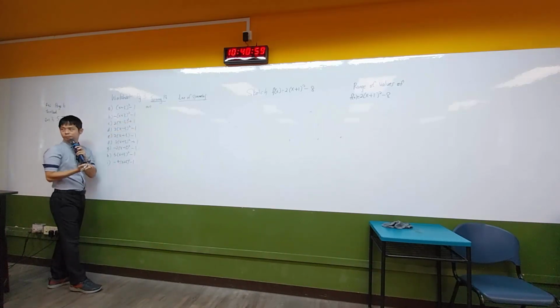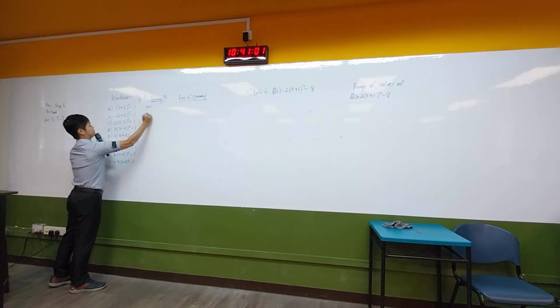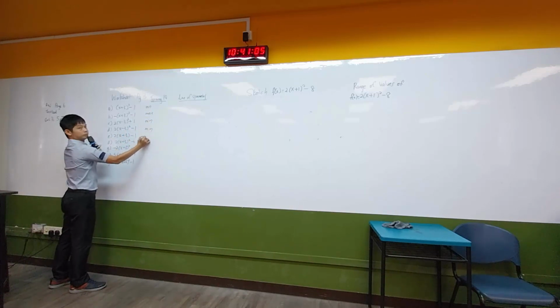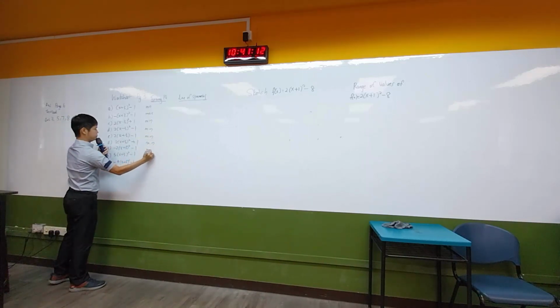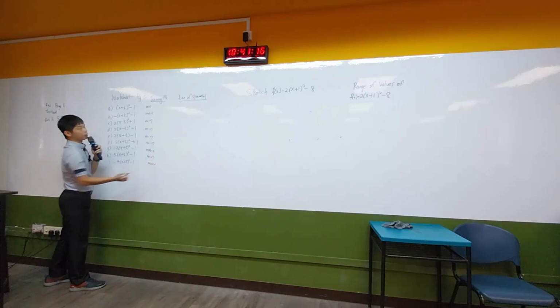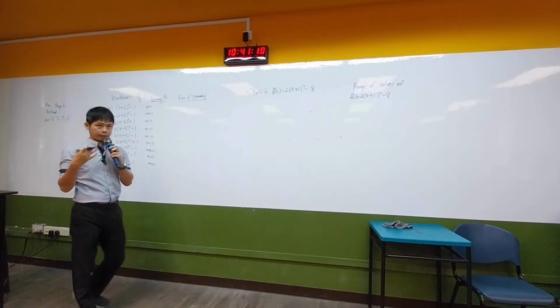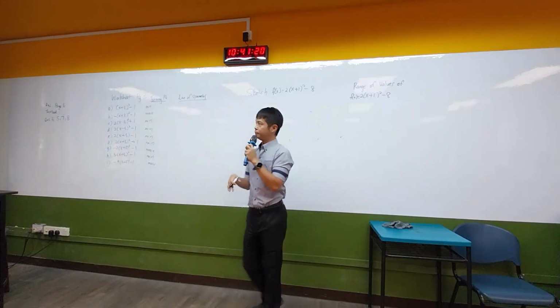Can you tell me what's the next one? Maximum. Next. Minimum. Next. Minimum. Minimum. Minimum. Maximum. Minimum. And maximum. So this is what we call the nature of the turning point. Is it maximum or minimum?